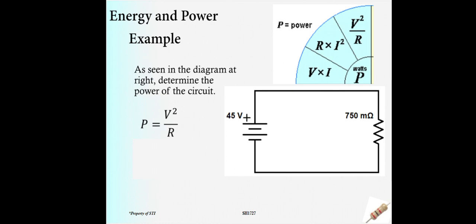And substitute na natin lahat ng mga given natin to our formula. We could have 45 volts squared over 0.75 ohms. And input natin yan sa calculator or simplify natin dito. So therefore, the power of the circuit is 2,700 watts. Okay, so don't forget yung unit ha, basta power, that is watts. Okay? So, I hope you understand the difference between energy and power.